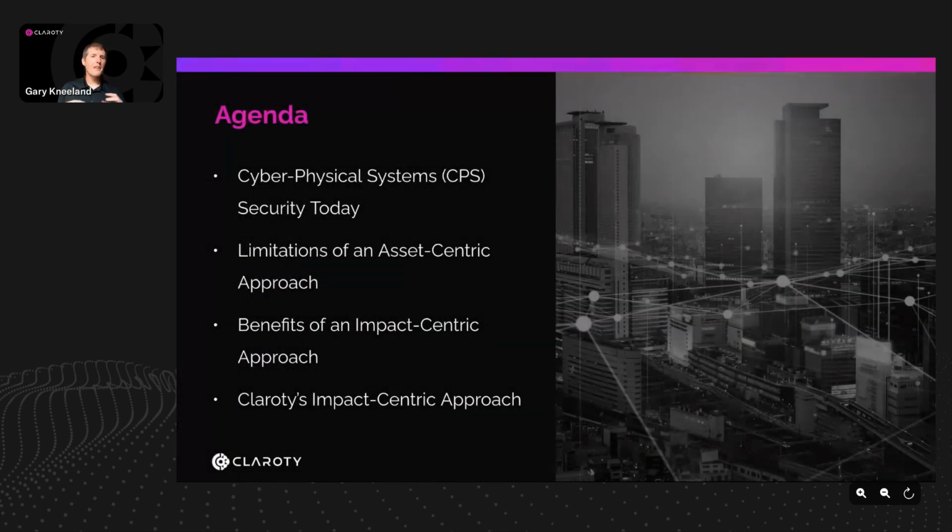I'm going to start with kind of the table stakes on where we're at with cyber physical systems today, right? Kind of what Clarity's seeing, what we've seen from our customer base, and what we view the kind of security landscape looking like. And then I'm going to get into this specific issue of the asset-centric versus impact-centric approach of viewing assets. So I'll get into a lot of detail on this of kind of why we're doing this and the challenges we're trying to face.